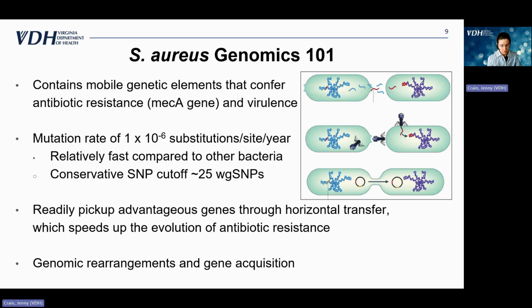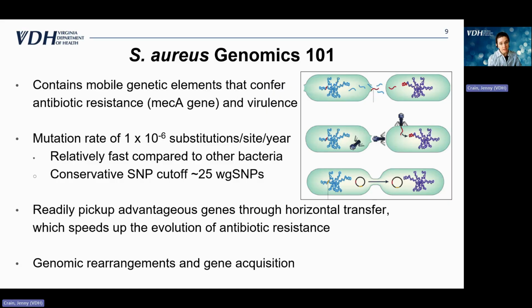The first handout that I've given to you provides a little bit of published literature that describes the mutation rate of MRSA, which is spelled out for you here as 1 × 10⁻⁶ substitutions per base pair site per year. And so when we compare MRSA to other bacteria, this is relatively fast. They have a conservative SNP cutoff range of about 25 SNPs, and this conservative SNP cutoff is again from one of those publications, but this cutoff is above which transmission of MRSA can be assumed within the previous 6 months.